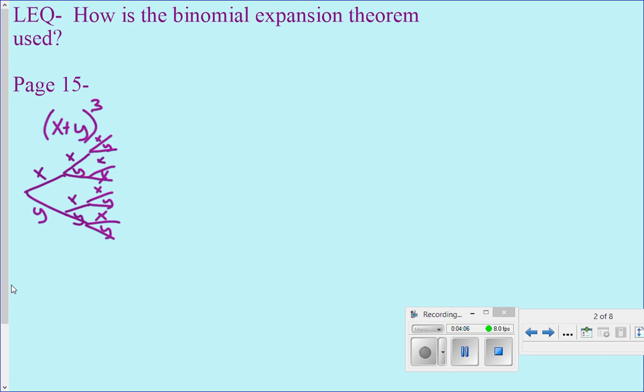Okay, now we didn't take a whole lot of time to talk about this tree diagram in class because we had shortened periods, but if we looked at that diagram and went through each one, all the possibilities, I'd have x times x times x, which is x cubed. I'd have x times x times y, which is x squared y. I have x times y times x, which is x squared y. I have x times y times y, which is xy squared.